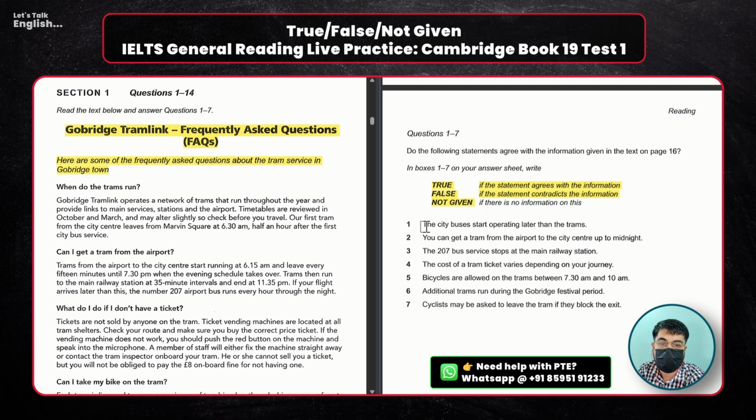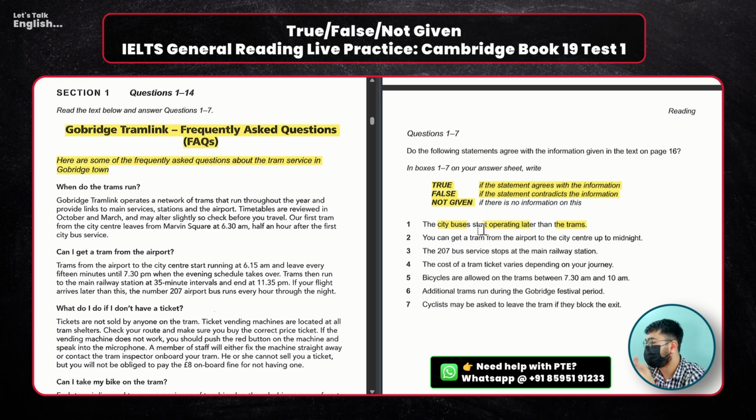Okay. Alright. Question 1. The city buses start operating later than the trams. Okay. Here it is basically trying to say that the city buses that are related to Gobridge Tramlink start operating later than the trams itself. So hypothetically, if city buses start operating at 7 a.m., the trams would be operating at 6 or 6:30 a.m. The starting time. Okay.